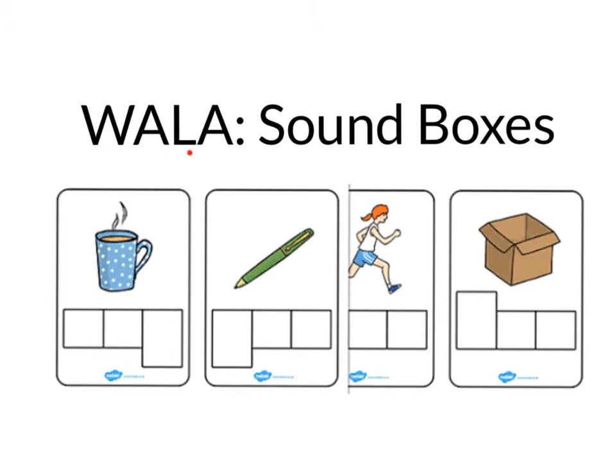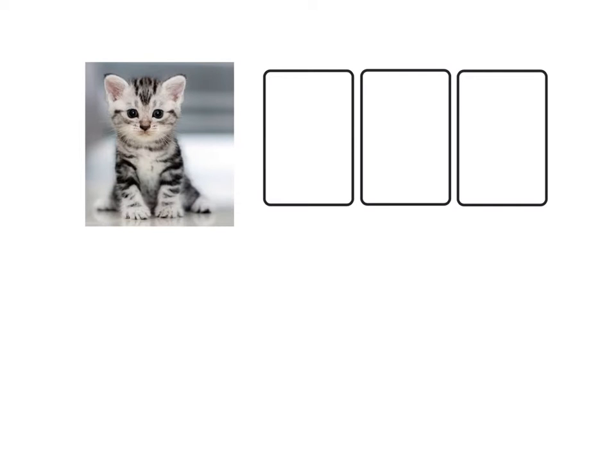We are learning about sound boxes. These are things that you can use to help you when you get to a word that you don't know in your writing. I want to write the word cat in my writing.